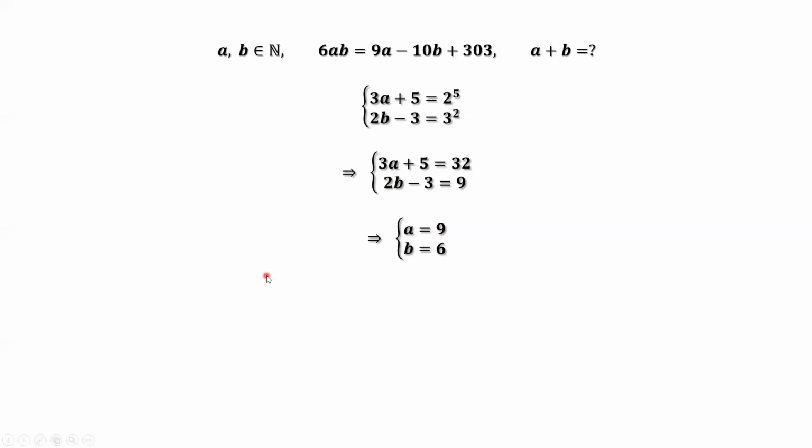What is the question? A plus B equals 9 plus 6 equals 15. 15 is the answer for our question.